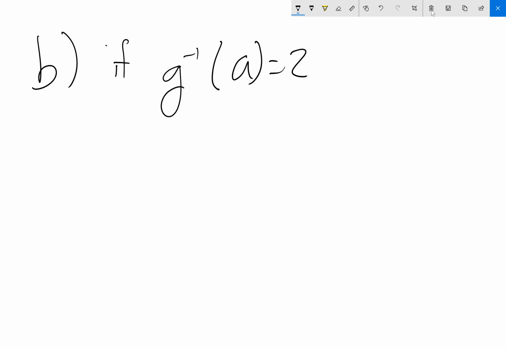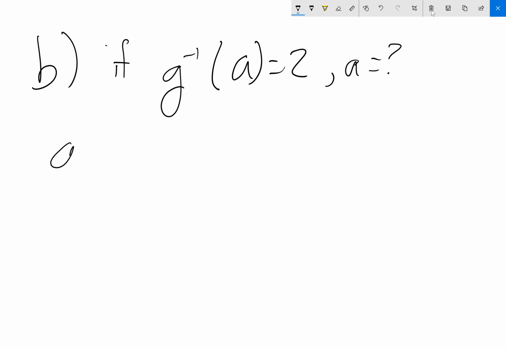Okay, so for the sake of time right now, we kind of went over how to do most of number 10. I do want to look at B though. It says if G inverse of A equals 2, then what is A?